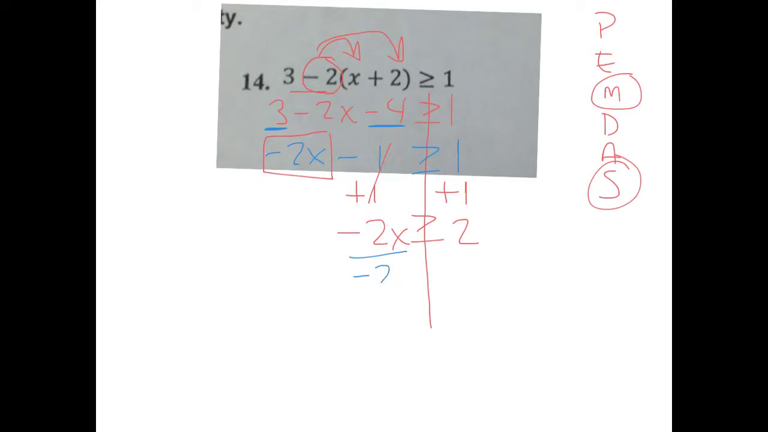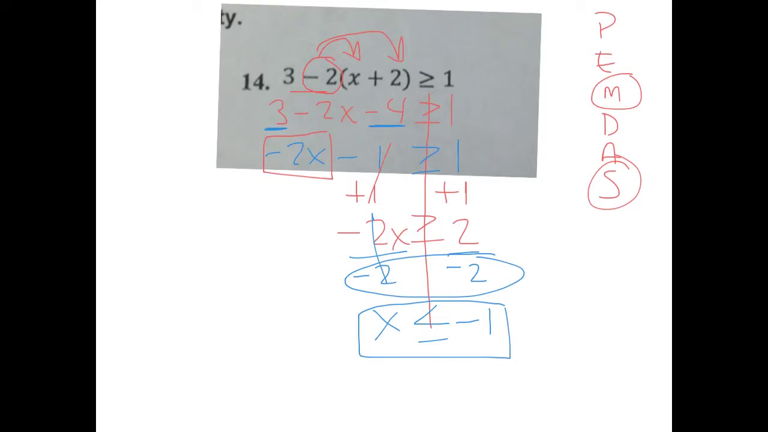Last step, when it's beside it, we divide it. And because I'm dividing by a negative 2, I have to flip the symbol. So those cancel, and that becomes x. 2 divided by negative 2 is negative 1. And this one does not ask you to graph. But if we were asked to graph, we would go to where negative 1 is, put a closed dot, and then that points to the left. So we would draw to the left.